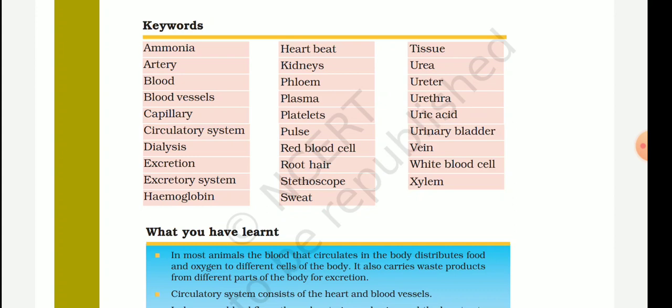Pulse, now pulse rate. The blood flows through the blood vessels. In the arteries there is a rhythmic contraction and expansion due to the pumping of the heart. That rate is known as the pulse rate. Red blood cells, we have already discussed, they contain hemoglobin, they are red in color and they help in the transportation of oxygen to various cells.